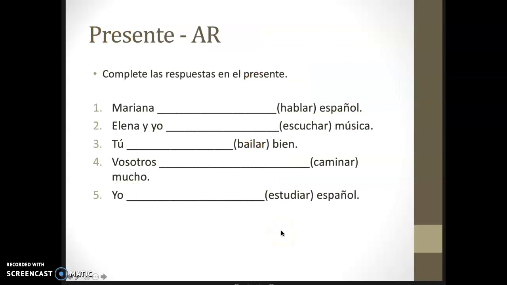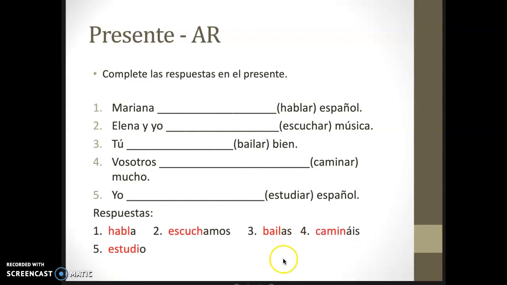Now try to do this exercise by pausing right now, and you can unpause when you're ready to look at the answers. Here are the answers. So you have Mariana habla, Elena y yo escuchamos, tú bailas, vosotros camináis, and yo estudio. And you can see the root and the endings.